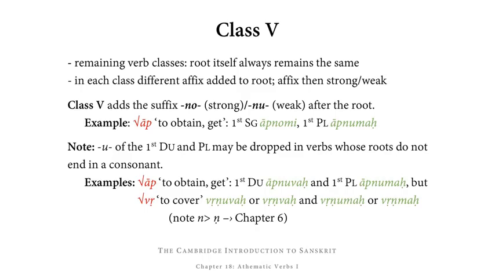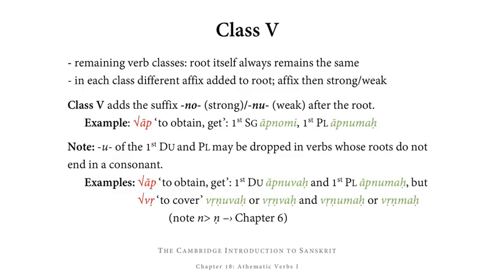So for example, from āp, to obtain or to get, we get a first singular āp-no-mi and a first plural āp-nu-mas. So what we get here is the root āp in both forms, both the strong and the weak. And then in the strong form, we get no with the guna vowel o added. In the dual and plural, we get weak nu added with the zero grade vowel u. And then we just have our endings. So for first singular, that would be mi, and first plural, that would be mas.